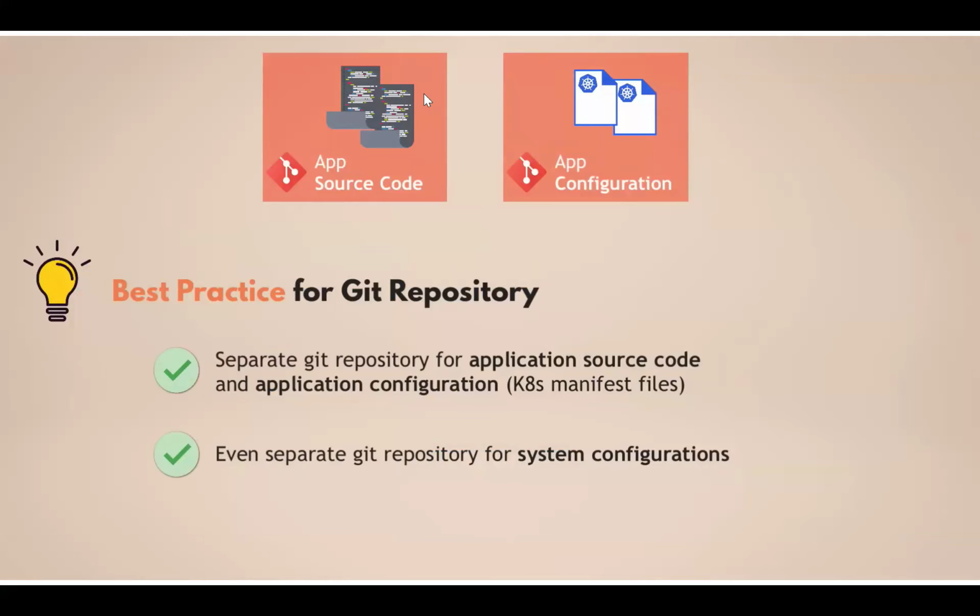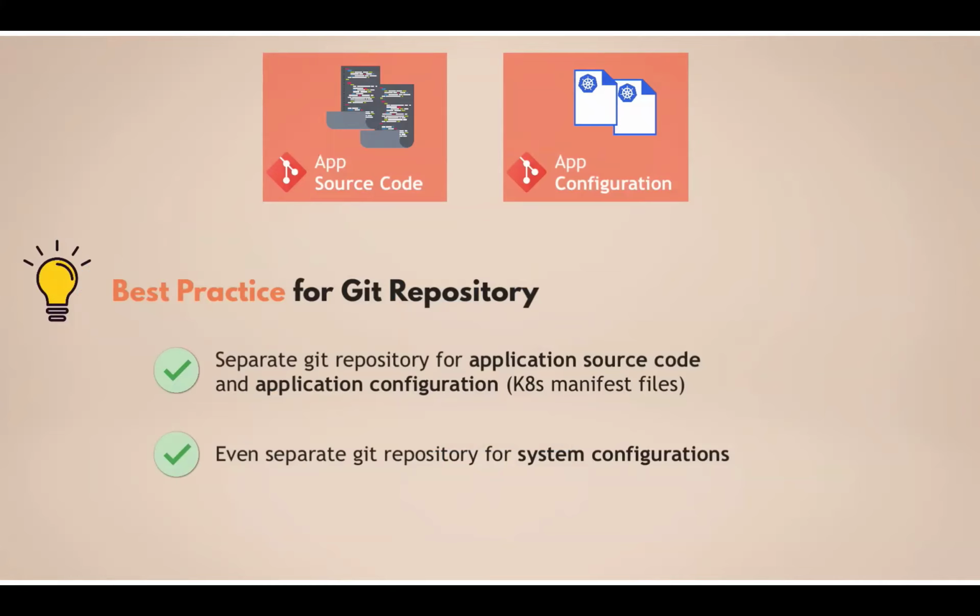You have two repositories, one for your source code, the other for your app configuration, which is all the K8 manifest files. This is the best practice for the Git repository for any application. If you enter an organization and find it is using a single repository, you can pitch your idea: why don't we have two separate repositories?